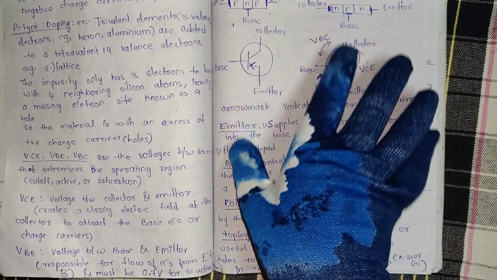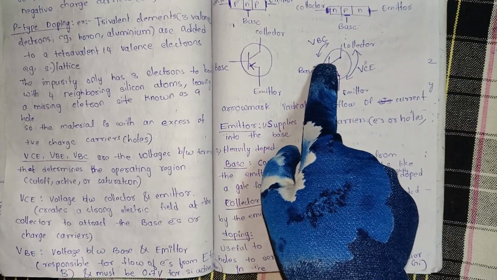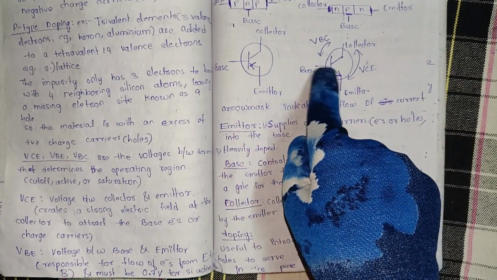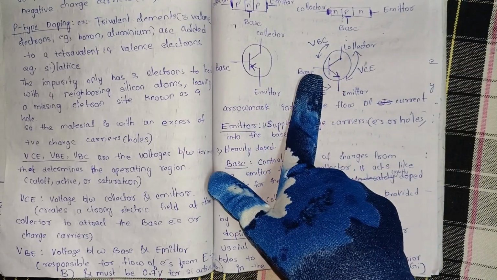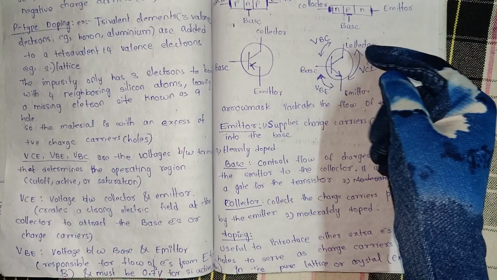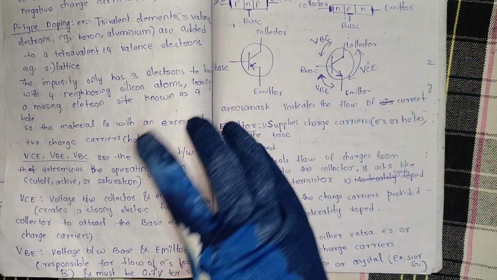So the current does not flow from emitter to collector, but it is lost at the base due to recombination of holes and electrons. So that's why it is lightly doped instead of heavily doping. Okay.